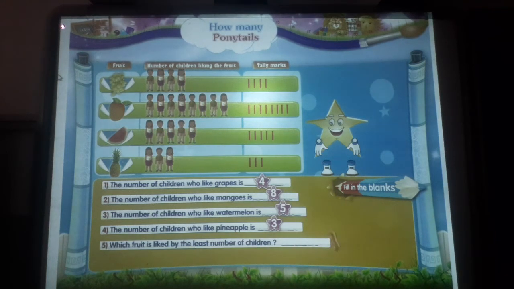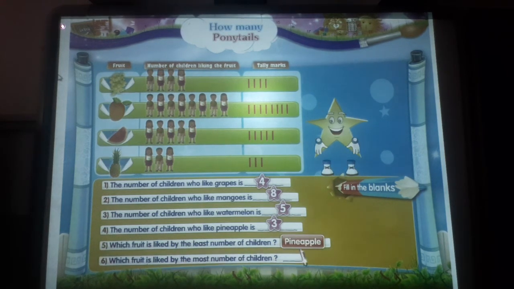Which fruit is liked by the least number of children? The answer is pineapple. Which fruit is liked by the most number of children? The answer is mango.